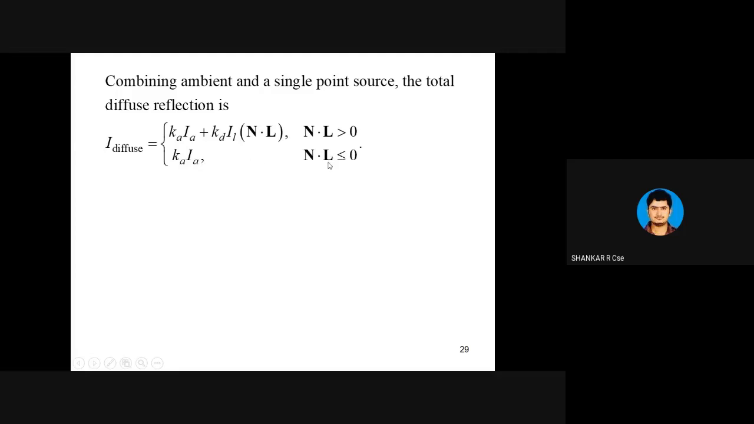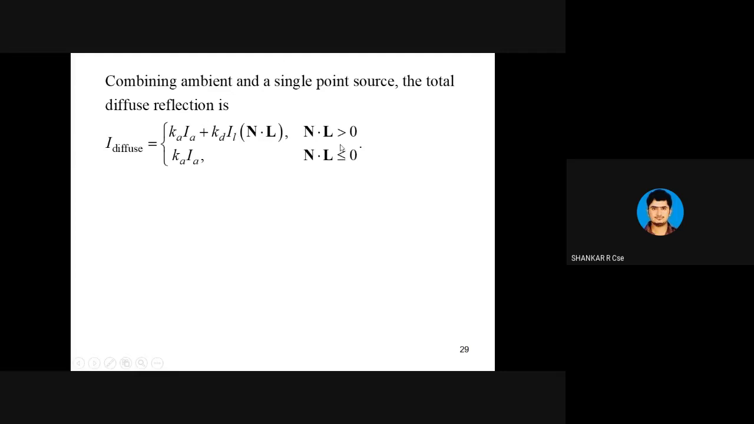If my cos theta, that is N into L, the normal vector into the light vector, happens to be less than 0, the diffusion term becomes 0. So KAIA plus 0 is KAIA. If you give me cos theta greater than 0, that is, provide a proper light source, my diffusion reflection will be ambience plus diffusion. Now this is not the final thing. We have not considered specularity. Once I'm done with specularity, you can combine ambience plus diffusion plus specularity.